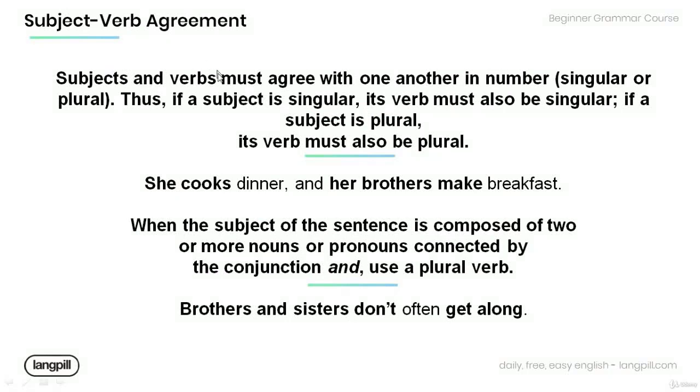Note that subjects and verbs must agree with one another in number, singular or plural. Thus, if a subject is singular, its verb must also be singular. And if a subject is plural, its verb must also be plural. Have a look at the example below. She cooks dinner and her brothers make breakfast. The verb make corresponds with the noun brothers, which is plural. And the verb cooks corresponds with she, which is singular.